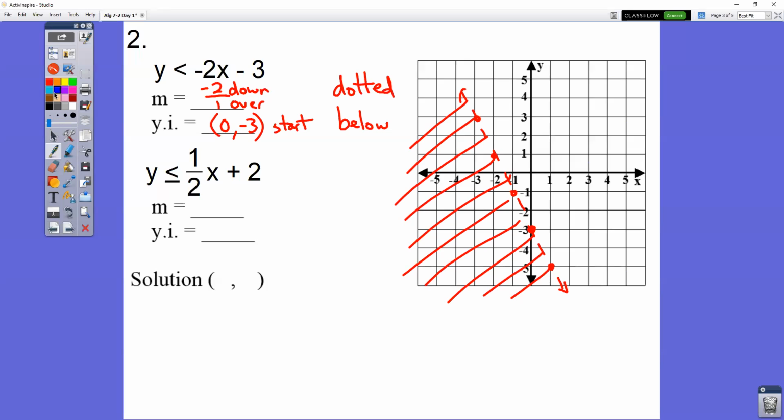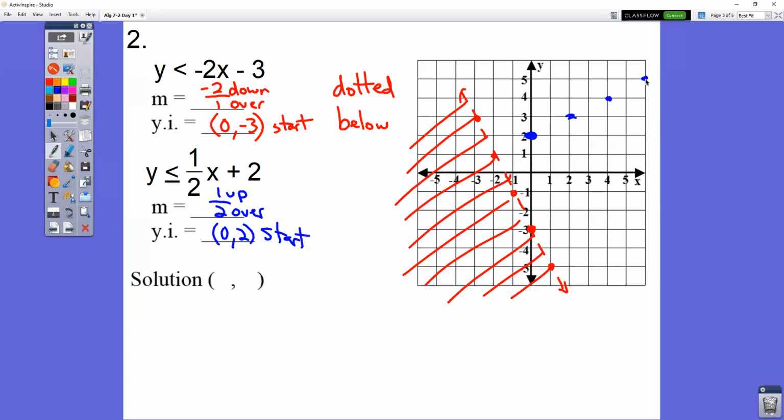For my second equation, it is y is less than or equal to 1/2 x plus 2. 1/2 is already a fraction, so I'm just going to leave it as a fraction. You're going up 1 over 2. Your y-intercept is 0, 2. That's where we're starting at. So starting at 0, 2, I'm going to start right here. I'm going to go up 1 over 2, put a dot. Up 1 over 2, put a dot.